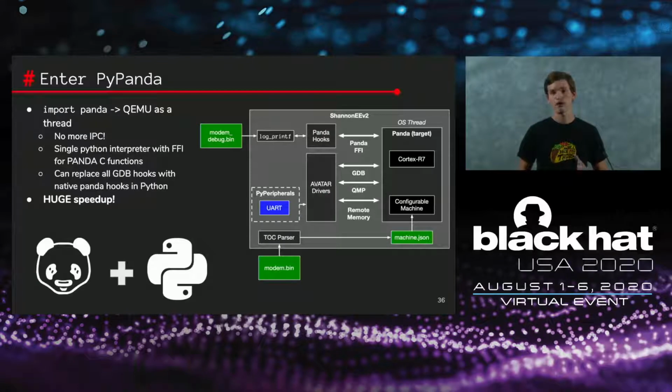But that's when we discovered PyPanda. It's pretty much a library-based import of QEMU or PANDA. You can literally import PANDA, and that means it's now a thread within your process. So no more IPC. You get a single Python interpreter with FFI to PANDA's C functions. So you can do extremely fast native hooks, which allowed me to replace all the GDB hooks with PANDA hooks. And we got a huge speedup doing this. The IPC was pretty much just a mutex waking up another thread now, which is a big speedup. And on the right, you see our block diagram of how things have changed. It's now all integrated together, and we can get higher performance, and we don't need multiple Python interpreters on either end.